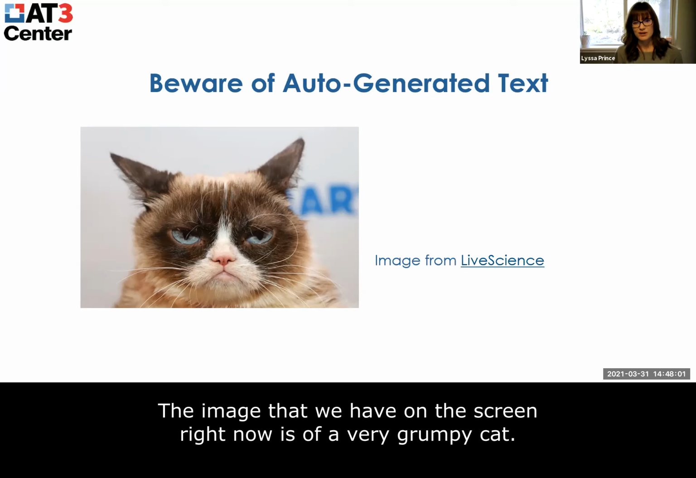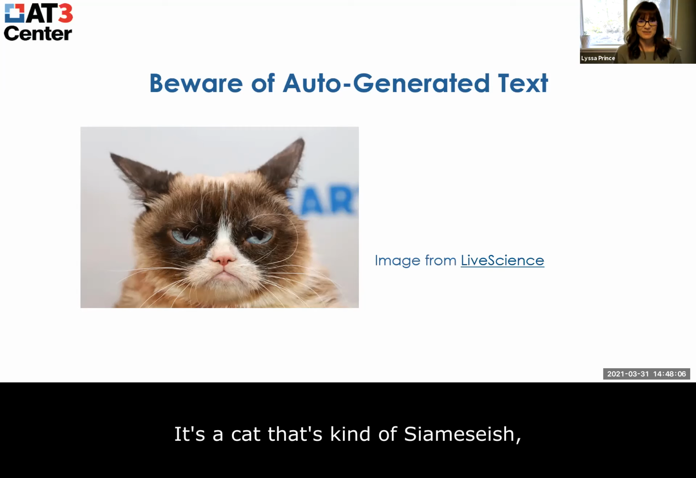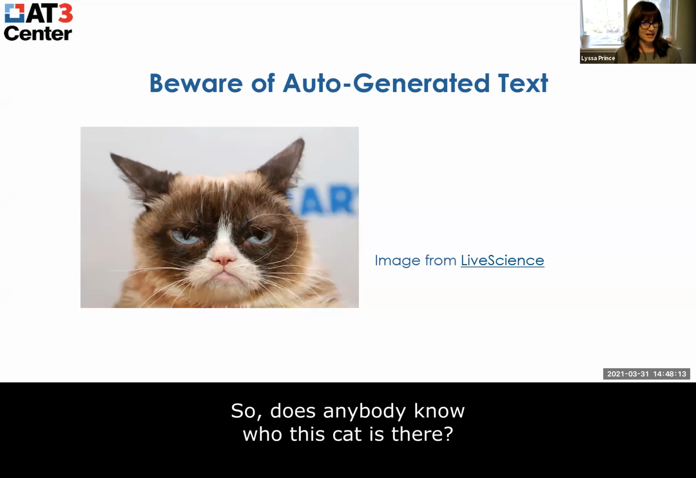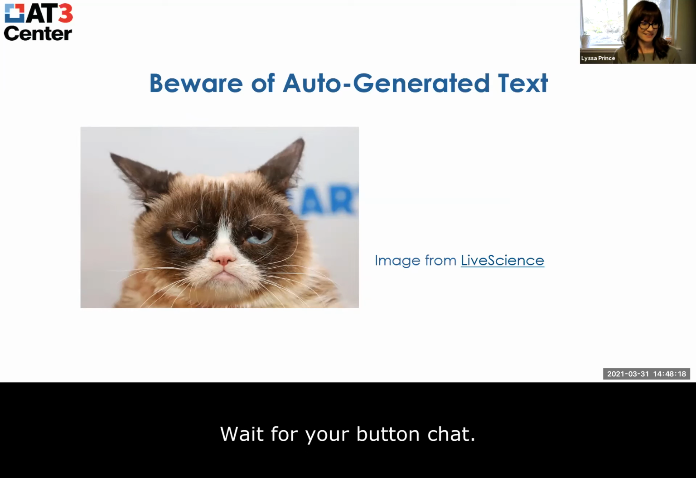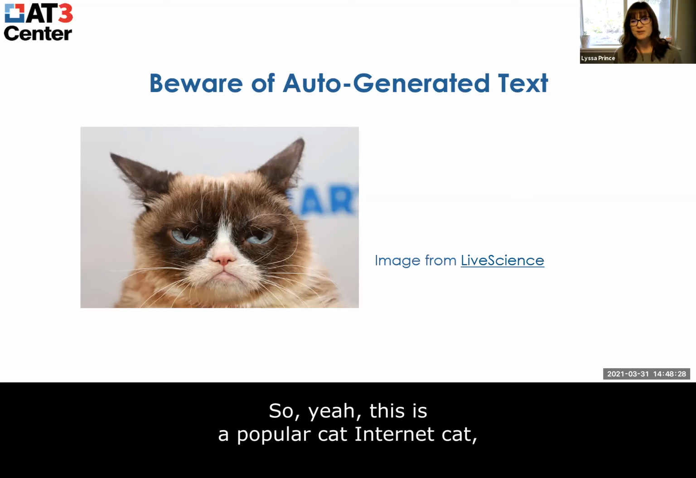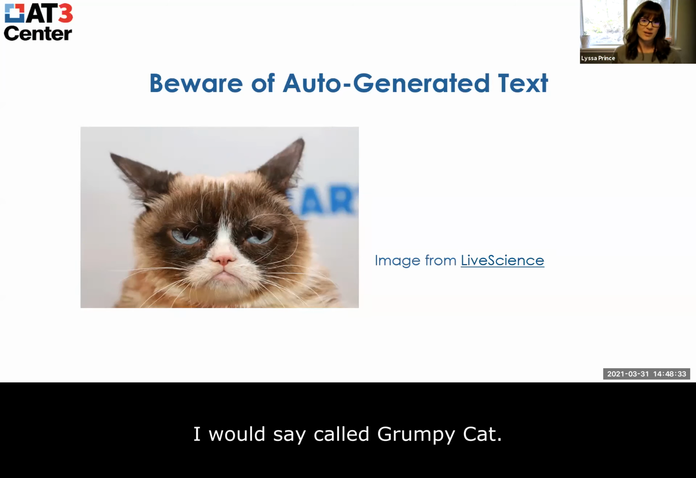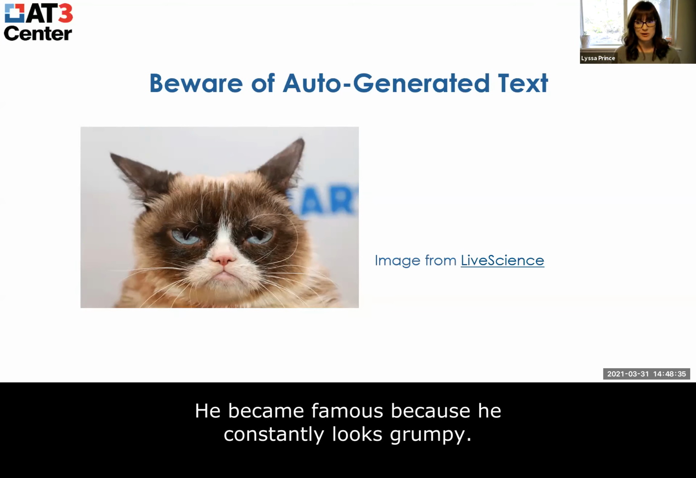The image that we have on the screen right now is of a very grumpy cat. It's a cat that's kind of Siamese-ish, has a frown on his face, blue eyes. Does anybody know who this cat is, though? Wait for you to put in the chat. Grumpy Cat, yeah. Awesome. Got a lot of good Grumpy Cat fans out there. This is a popular internet cat called Grumpy Cat. He became famous because he constantly looks grumpy.